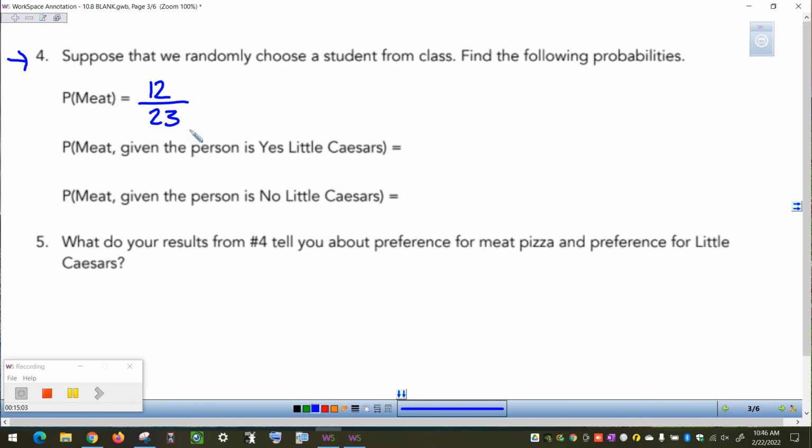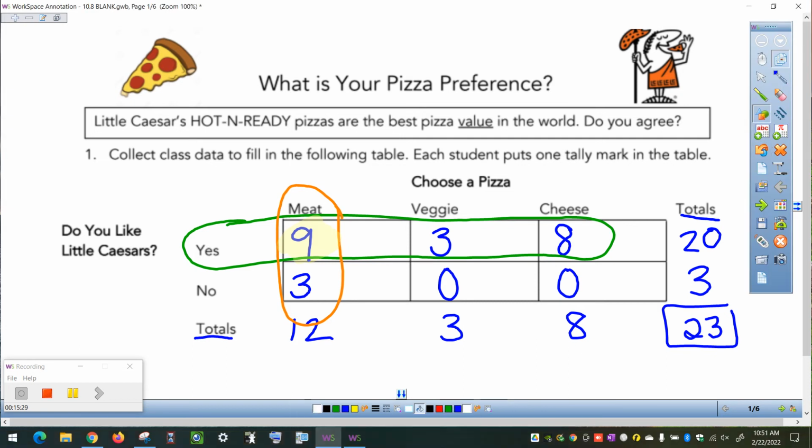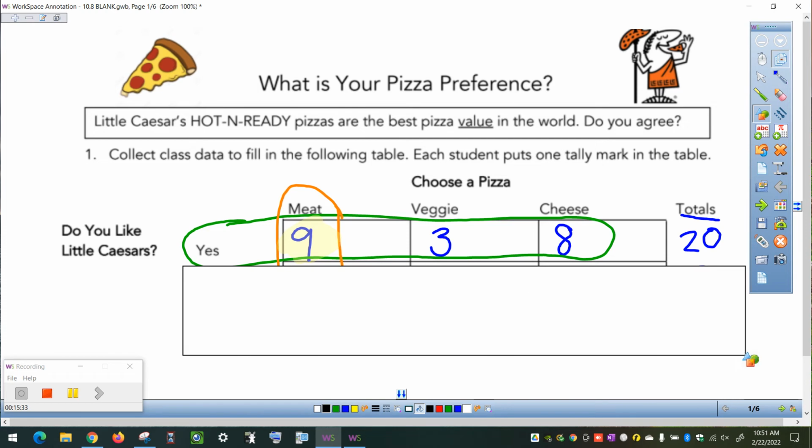Let's take a look at the next part here. Now we want to find the probability that they prefer meat, given that the person is, yes, Little Caesars. So let's take a look back here at our table. We're just going to focus in on the part of the table matching the question that is being asked. We just want the yes, Little Caesar people, so I'm going to physically cover up everything else.